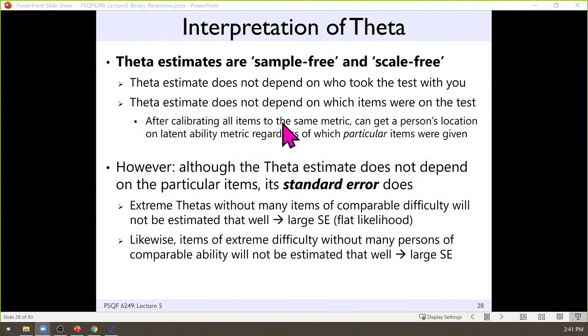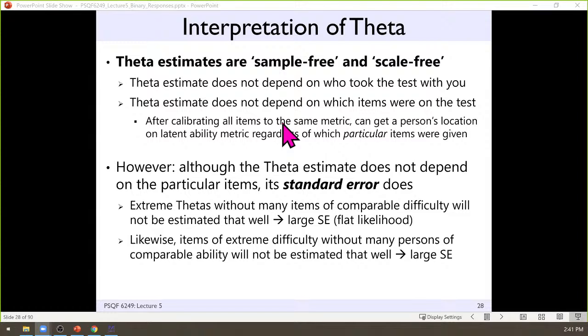So that's the cool thing about this, is that we can predict how someone would respond to an item that they didn't even take. Because all we have to know is the item's difficulty and their ability level, their trait level, and we would be able to figure out what would happen. So we can compare trait estimates from people who didn't even take the same test.